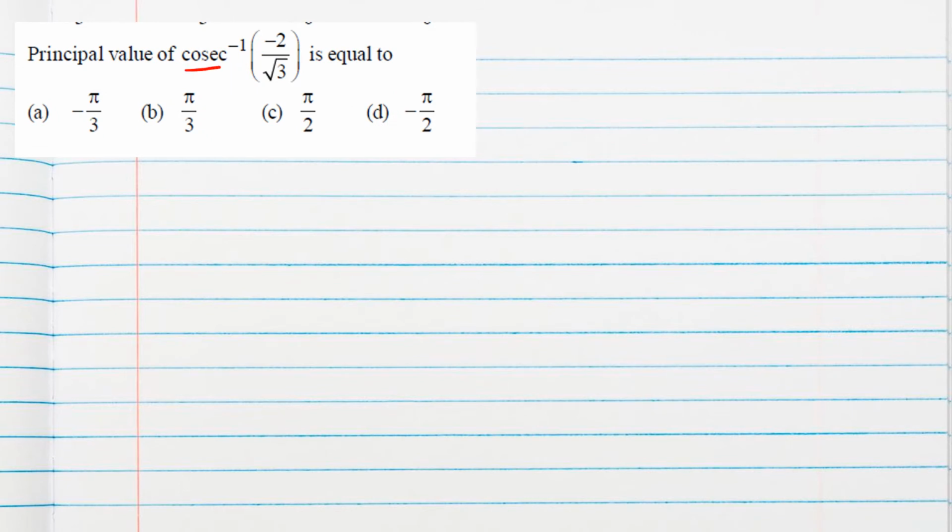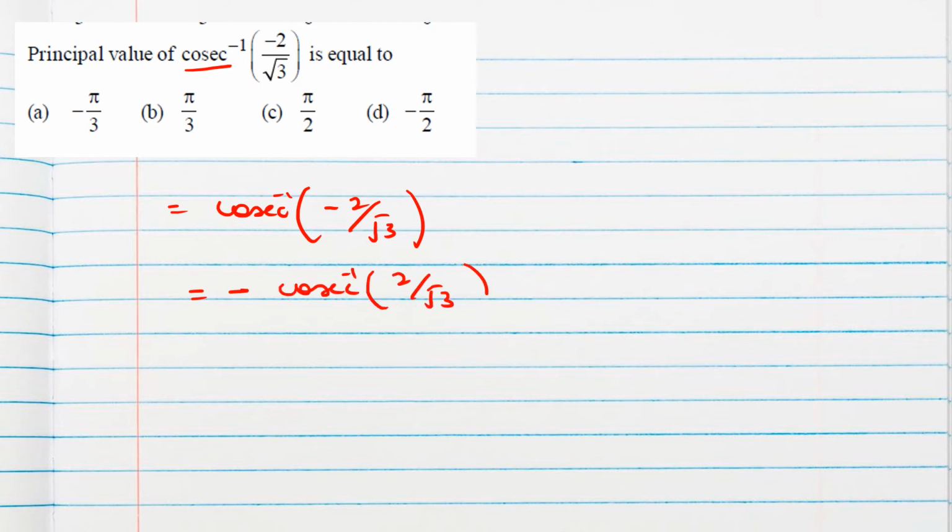Principal value of cosec inverse minus 2 by root 3. For this also you use the property. You can take the negative sign outside. For sine, tan and cosec of negative angle, we can write negative outside. Cosec inverse 2 by root 3 we can write, isn't it? Now cosec inverse 2 by root 3 means for what value of theta will cosec give 2 by root 3? So we know sine 60 is root 3 by 2. That means cosec 60 will be its reciprocal. So 60 answer will come. So minus pi by 3. Minus pi by 3, that means A option is the correct option.